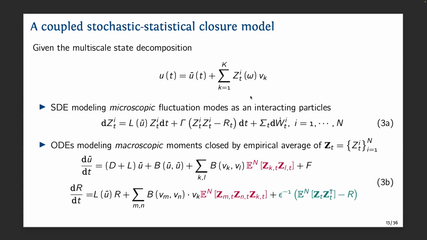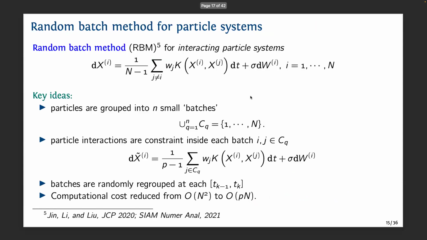Now our question is whether we could use a moderate or small size N so that we can still capture U bar and R in some kind of accurate prediction, so that we don't need to run this very expensive ensemble simulation with a very large sample size. To do that, we seek help.